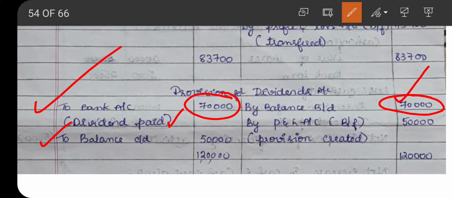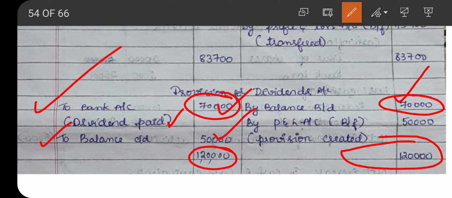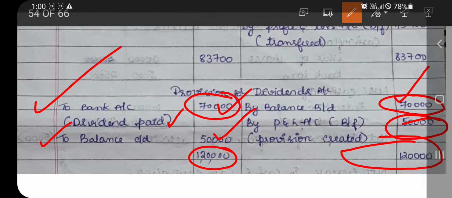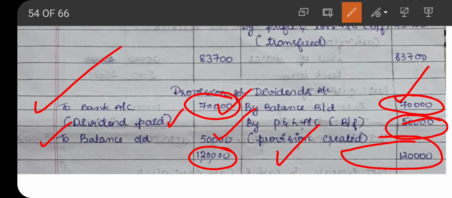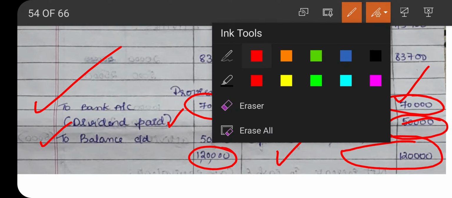So opening balance is there 70,000, and they have told that whatever has been declared, the entire thing was paid. So to bank account 70,000, and then we are having the closing balance, which is 50,000. So 70,000 plus 50,000, the total is 1,20,000. Now we are getting a balance of 50,000, that is considered as provision created. So by profit and loss account 50,000 provision created.